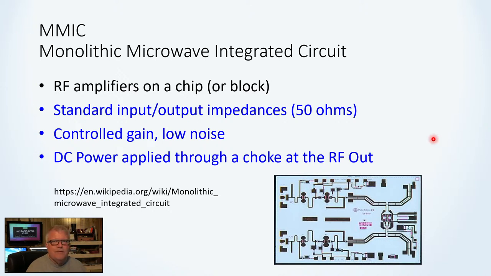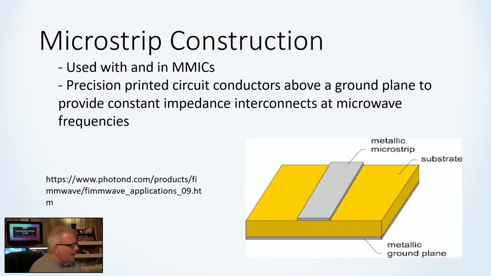You probably have a few hundred of these MMIC devices in your pocket right now, in your cell phone. These are the building blocks of a lot of modern day radio equipment. And one of the things that makes that possible is microstrip construction. MMICs can sit on top of a PC board, and if the PC board is made with a ground plane on one side and wiring here, microstrip construction has a constant impedance and low noise. So this is a very good construction technique to use with MMICs.